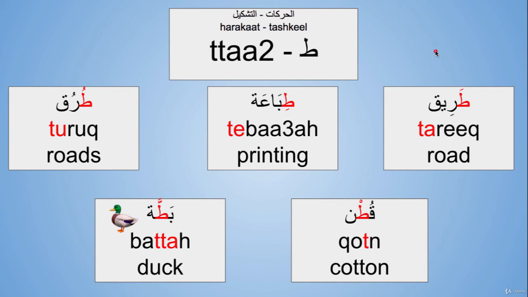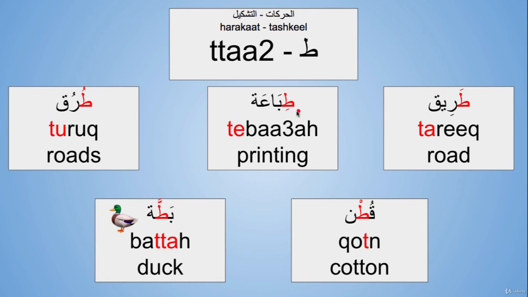We will continue with the letters of the alphabet together with the diacritics. We will be starting with the letter ta. When it has fatha, it sounds ta, like the word tariq, which means road in Arabic.